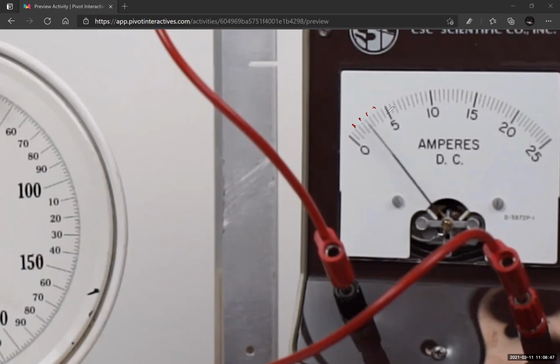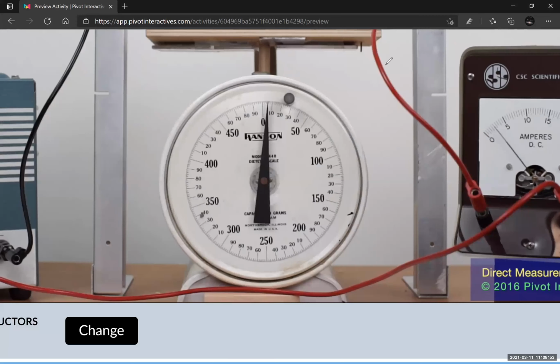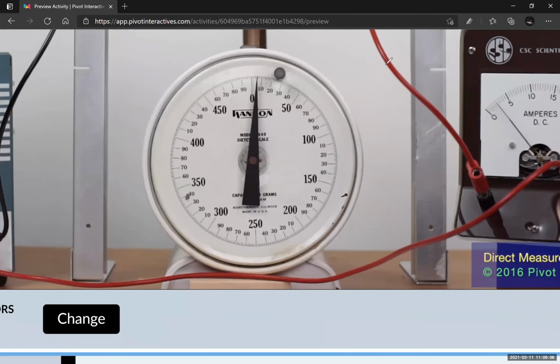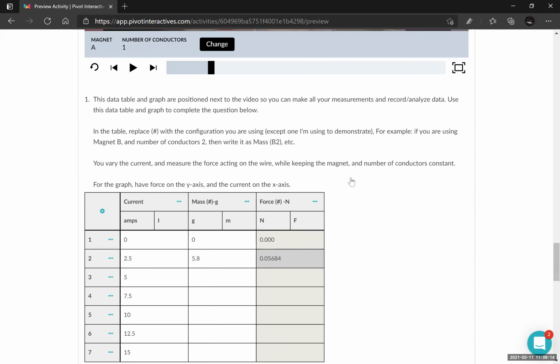So for 2.5, we go back and see what the reading on the scale is. Well, this is increments of 2. Each mark here is 2 grams. So we have 2, 4, 6, almost 6. So I can say maybe 5.8 grams. So I can come back here and say this is 5.8 grams. And then you can see right away you get the force, because you're calculating it.